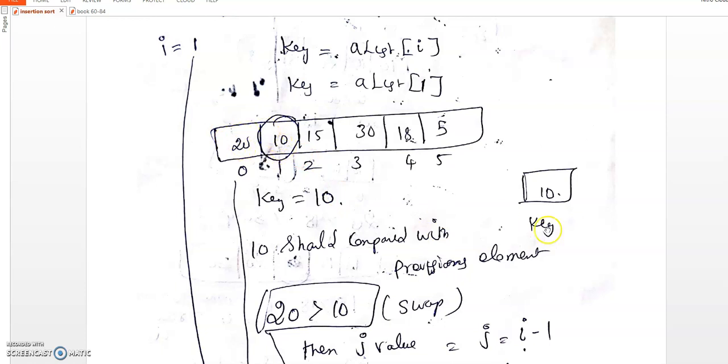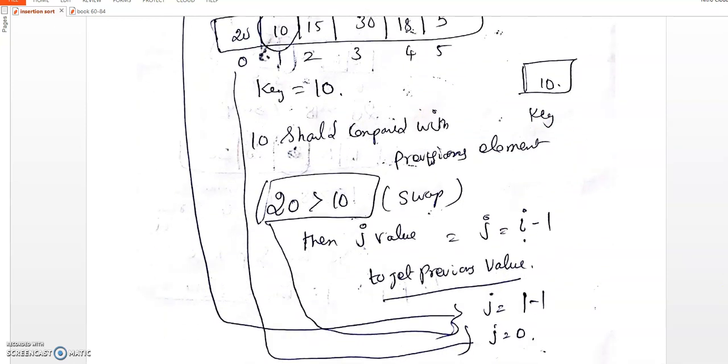So 20 is greater. Then it is not in the sorted order, so we need to swap it. For doing the swapping, we told that we will compare this with the previous element. So previous element means we need to set the j value, which is equal to i minus 1. Okay, what is the j value?